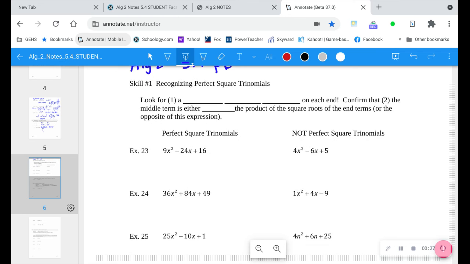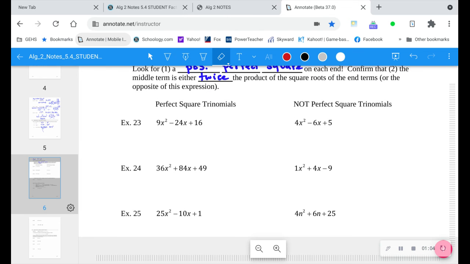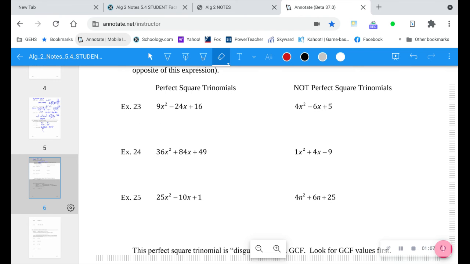What you want to look for is a positive perfect square on each end of the expression. It'll be a trinomial expression. Sorry, let me spell that correctly. Perfect square on each end. And we'll cover the second condition in a minute here. The middle term is either twice the product of the square roots of the ends or the opposite of that. So positive or negative, okay? We'll cover that part in a minute. But let's look for positive perfect squares on each end.